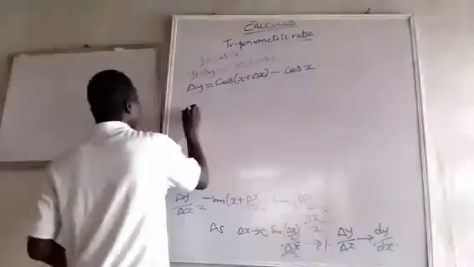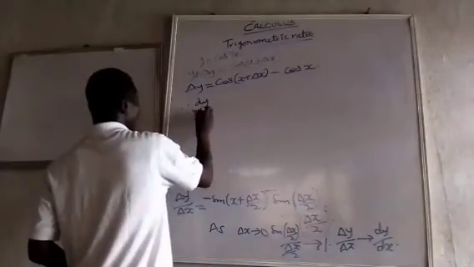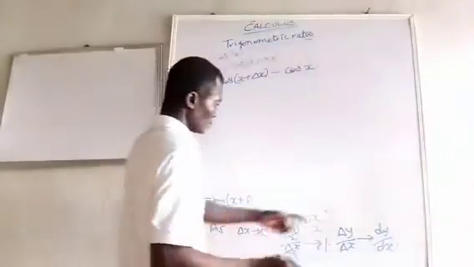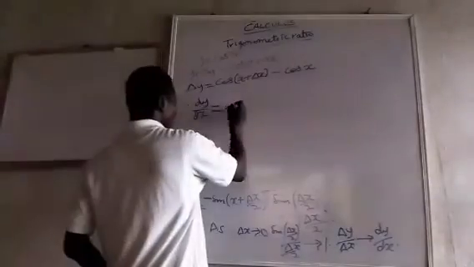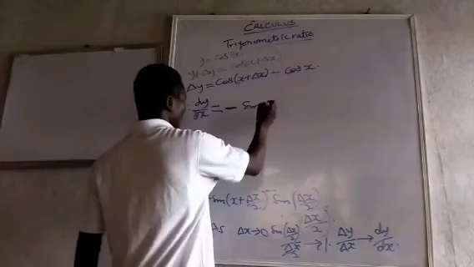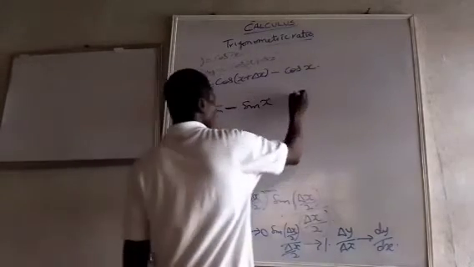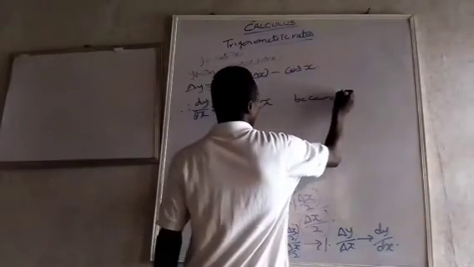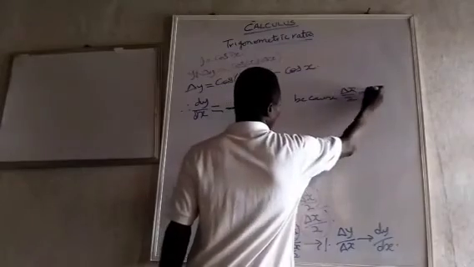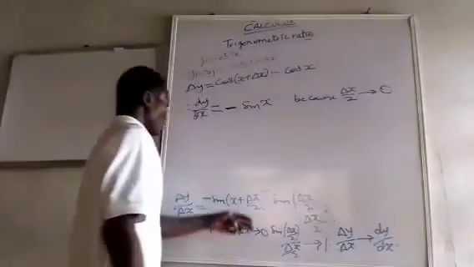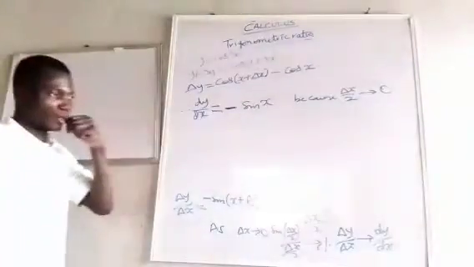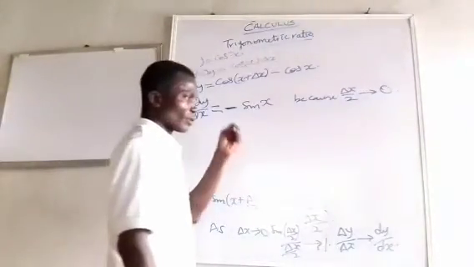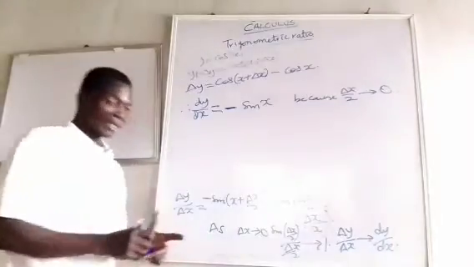Therefore, dy dx will give us minus sine x, because delta x over 2 will become 0. This one here becomes 0. So this is another standard result. Add it. You have gotten that of sine, you have gotten that of cos. Now let's look for that of tan.